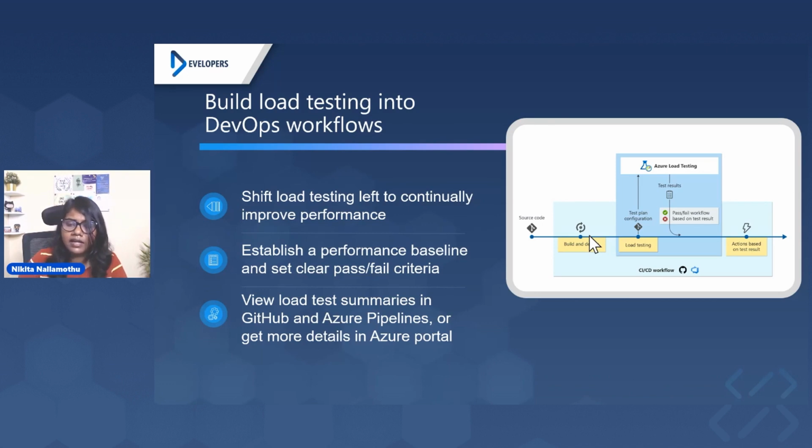For example, if your load test did not meet your expectations or the thresholds that you have set, then you can fail the pipeline and make sure that you don't promote this code into production. You only promote when it meets your performance expectation. So that automation can be done by integrating into a CI/CD workflow.